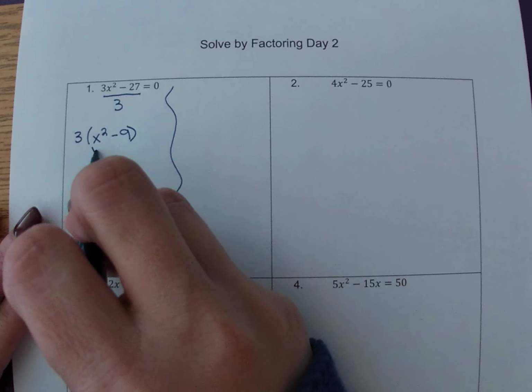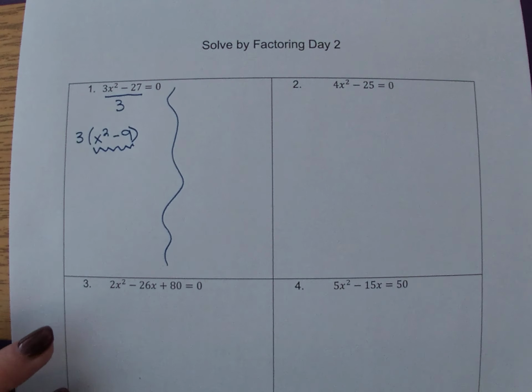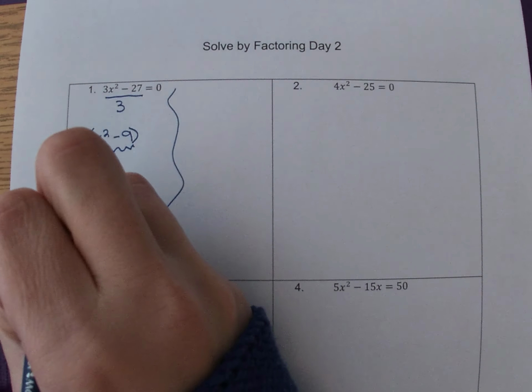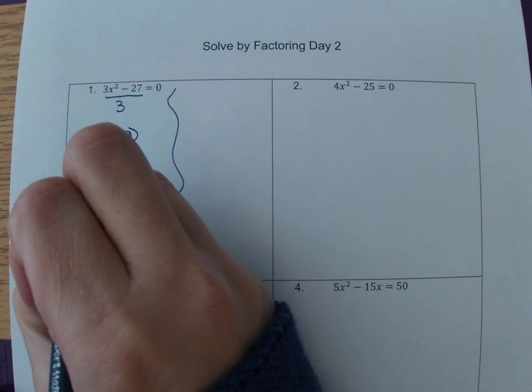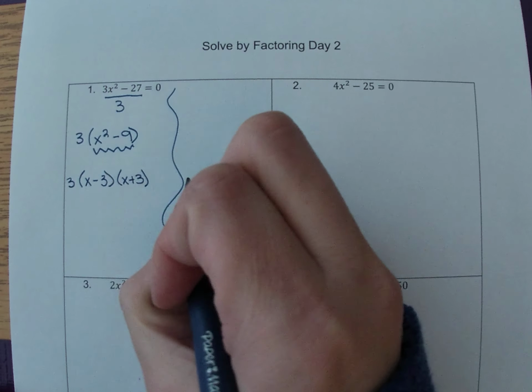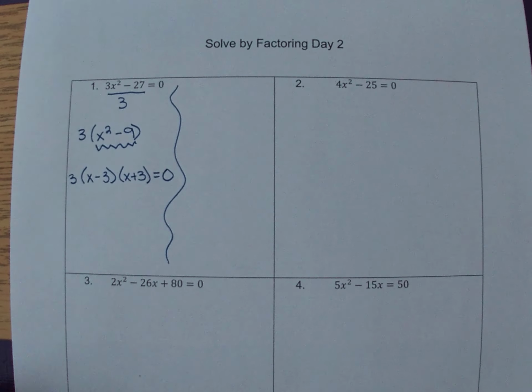But then, right, we can continue factoring. It's that factoring completely concept we looked at the end of our last unit. So x squared minus 9 now is a special case. So this would turn into 3 times an x minus 3 times an x plus 3, right? And we're replacing that with our equal 0.